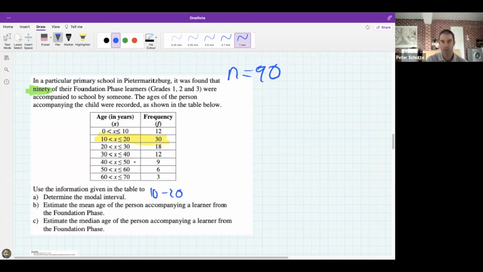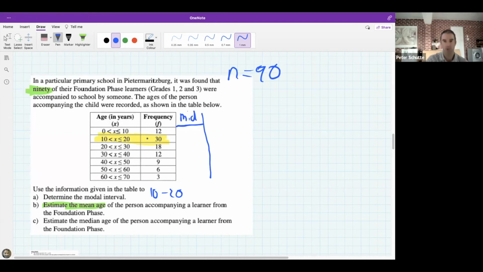So now that we're trying to work out the mean age, the average age, we need to add a particular column. What column do we need to add in order to help us make the journey a little bit easier? Tell me in the chat, what column do I need to add to help me find or estimate the mean? Okay, it's not going to be the cumulative frequency. It's going to be the midpoint.